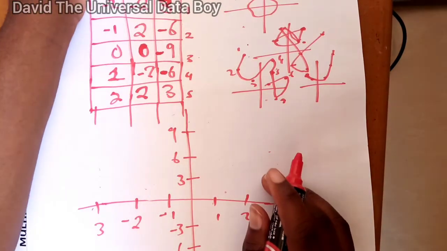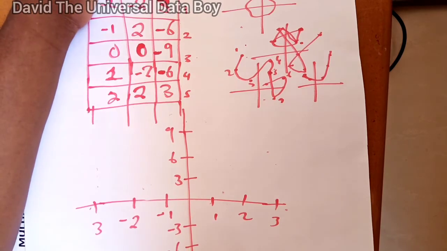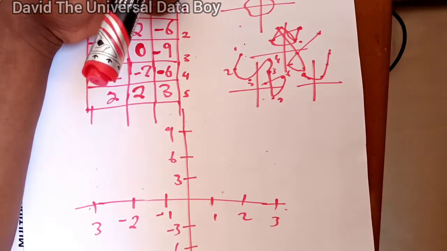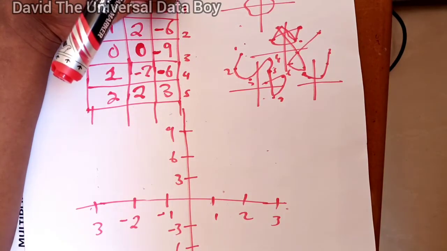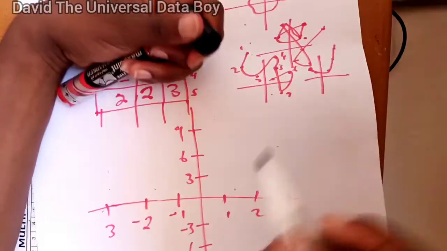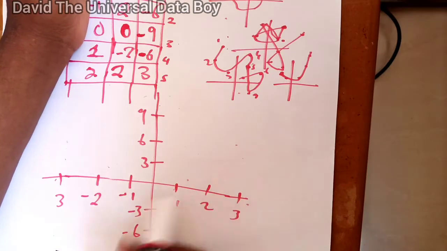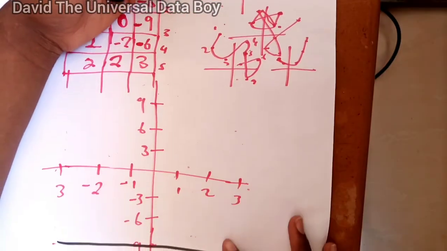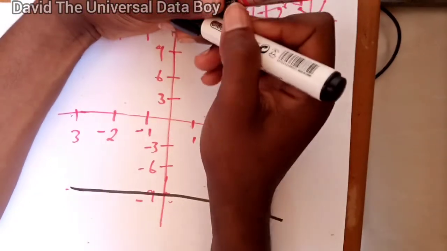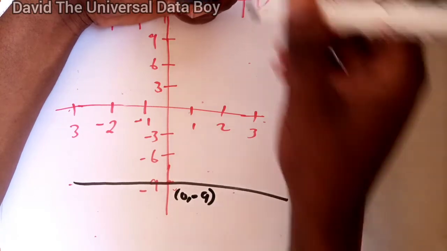Remember our horizontal tangent was 0, -9. So we have a horizontal tangent there. We can label it. You can write it down with the black marker. This is our horizontal tangent. Sorry, I didn't realize it wasn't visible on the camera. So the horizontal tangent is this one. This point is 0 comma negative 9.